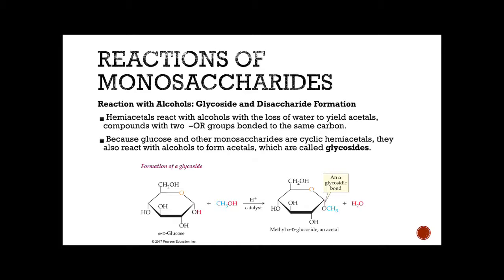Okay, next we're going to look at glycoside and disaccharide formation. So hemiacetals react with alcohols to form an acetal. So we saw that when we were looking at aldehydes and ketones. So we know that if a hemiacetal reacts with the alcohol, the alcohol part attaches, and then we have 2 OR groups bonded to the same carbon. That makes the acetal. So the same thing happens with a monosaccharide. So when a monosaccharide reacts with an alcohol, it's going to produce an acetal.